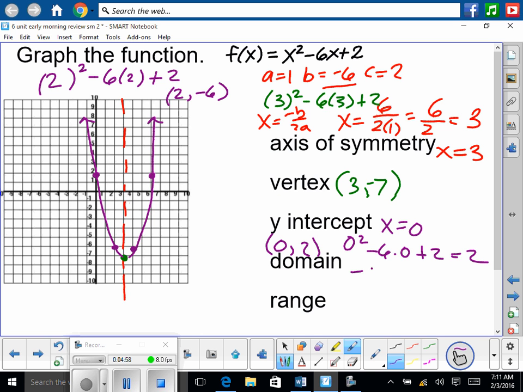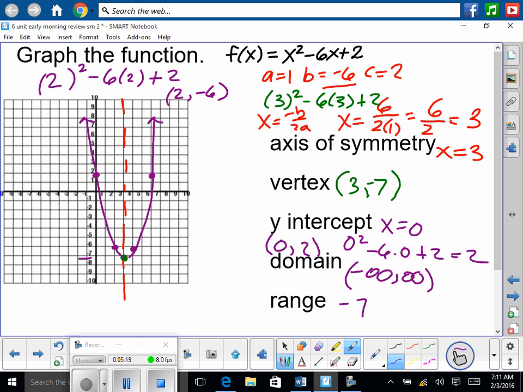Yeah, negative infinity to positive infinity, and all quadratics will always be domain negative infinity to positive infinity, because they always grow this way forever, even if they're flipped downwards, right? And then your range is your y values. You want to do your smallest y value to your highest. So negative 7. Yep, so -7 is your lowest y value, and it's growing to positive infinity.